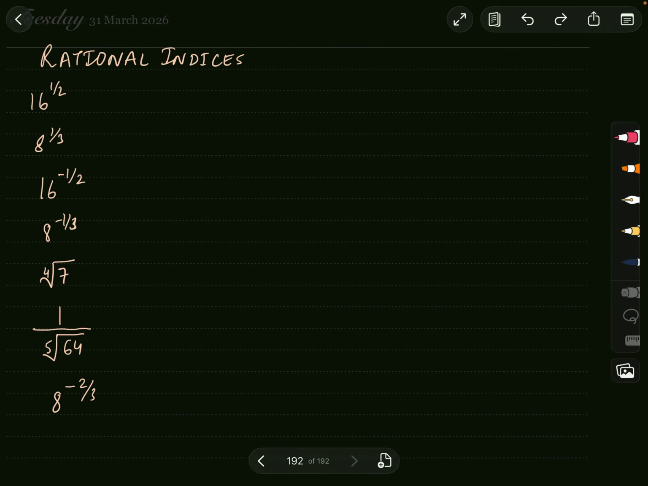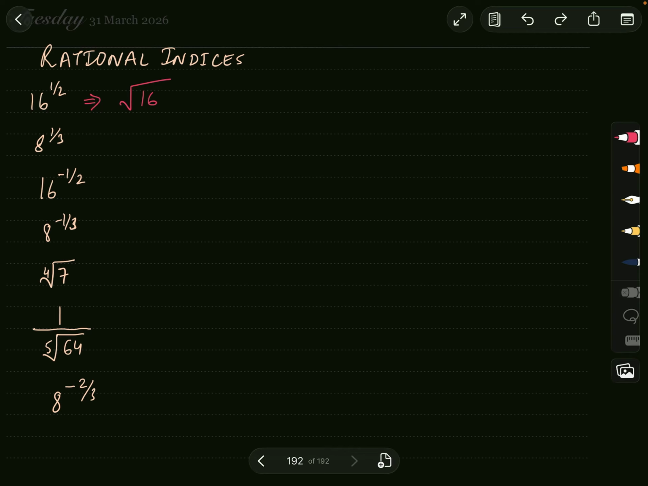Now we'll go to the final thinking of rational indices. This is the final type of indices that you need to learn. So here you have got this indices in the power. So look clearly. 16 to the power of half, which can also be written as square root of 16.